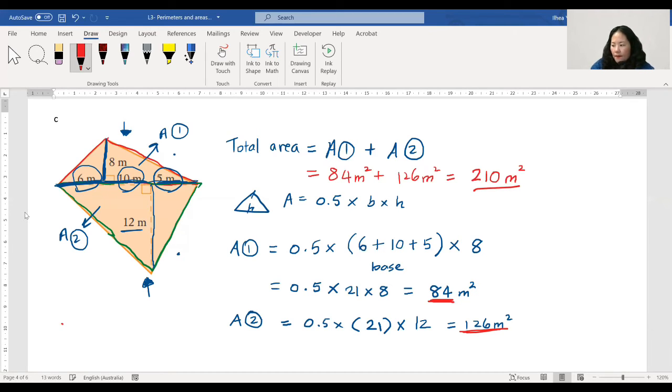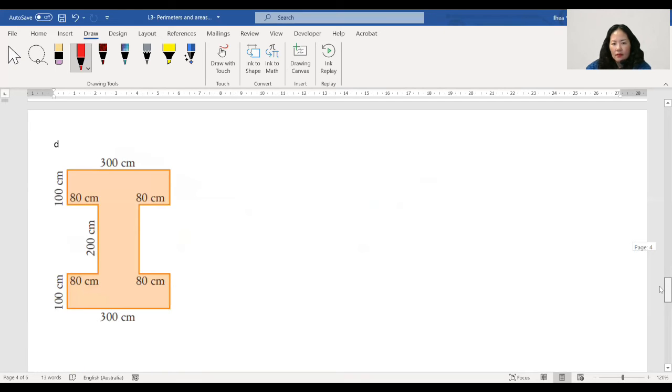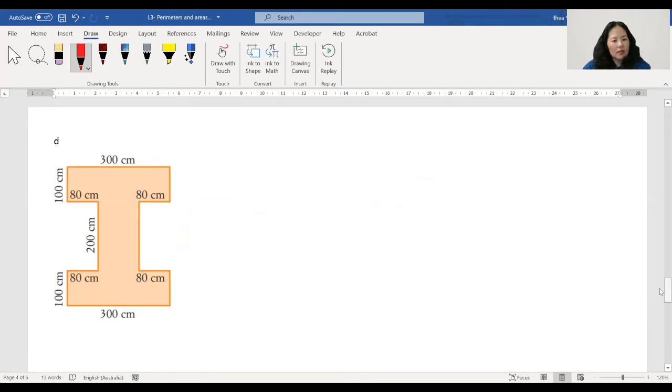That's what I'm going to get. Now, next one, again, this one doesn't have any holes in it. So I'm going to have to add them all up. But this one looks quite complicated, doesn't it?